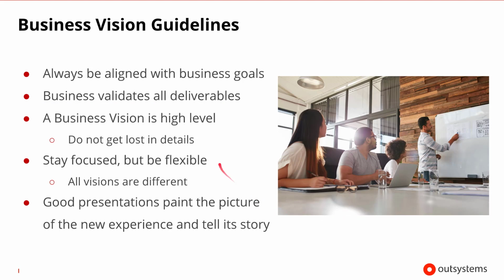So, to wrap up the discussion around the business vision in general, here are some final guidelines we should be thinking about for the business vision. It should always be aligned with the business goals. We should know what the strategic and tactical goals are, and each decision should be aligned with those goals. We need to make sure that the business validates all of the deliverables. The vision is for them, and they need to be informed so that things stay aligned.